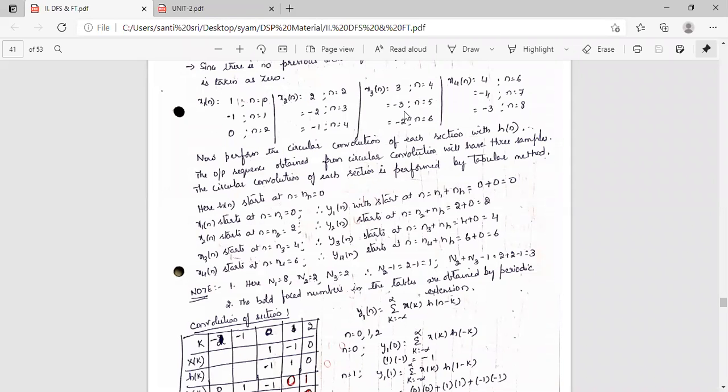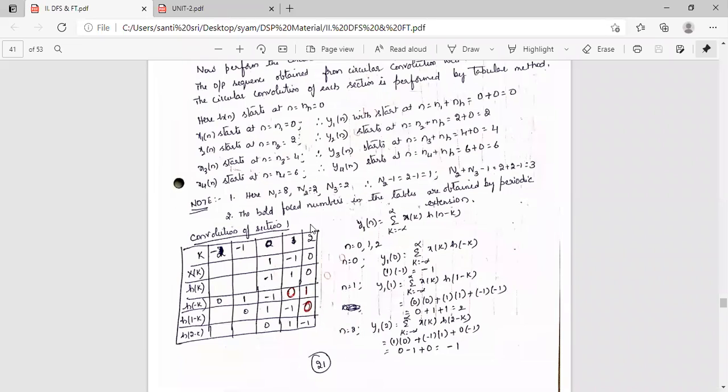For section 3, y3 of 4, y3 of 5, and y3 of 6, these three values will be calculated. And for section 4, y4 of 6, y4 of 7, and y4 of 8 will be calculated for doing the convolution of individual sections. So first of all, we will do the convolution of the first section.